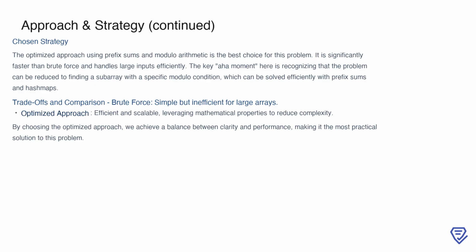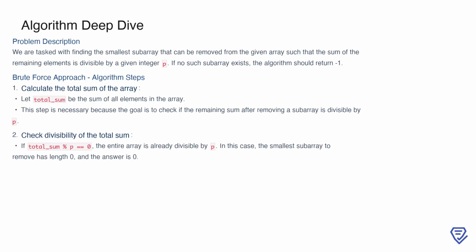In this problem, we are trying to find the smallest subarray that can be removed such that the sum of the remaining elements in the array is divisible by a given integer, p. If there is no such subarray, the algorithm needs to return -1. To begin addressing this, we first calculate the total sum of the array. This sum, referred to as total_sum, is the sum of all the elements in the array, and it serves as the starting point for our checks.